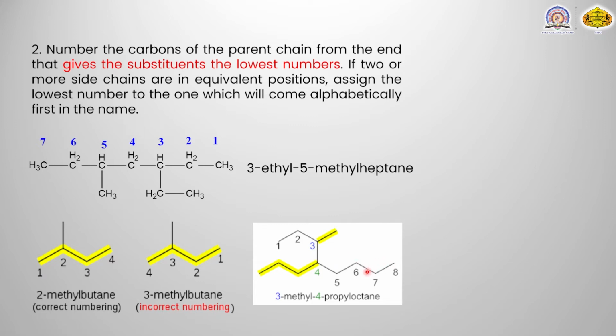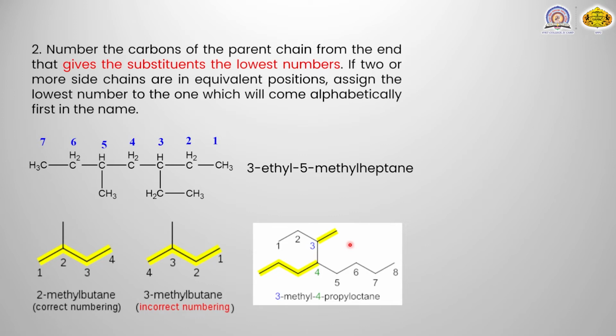So the parent chain will be octane. Then we will have to name the substituents. We have a substituent at the third position and a substituent at the fourth position. This is a CH3 group, and this is a CH2CH2CH3 group. So this is a propyl substituent, and this is a methyl substituent.